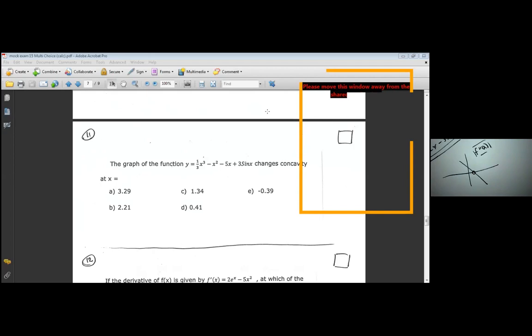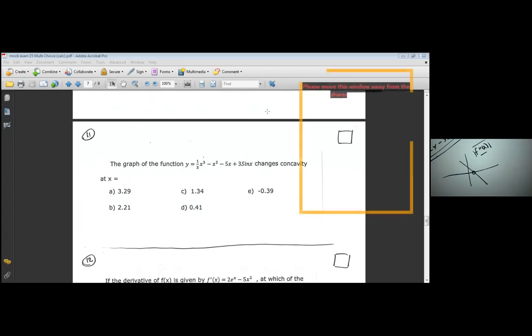I ended up getting B for this one. I'm just not sure if it's right. Anybody confirm? I got 1.027. That's not a choice.